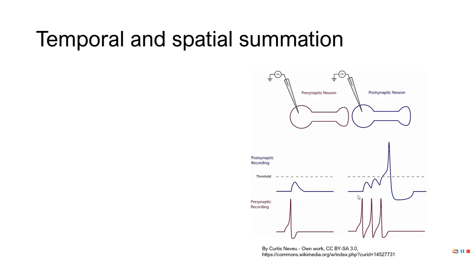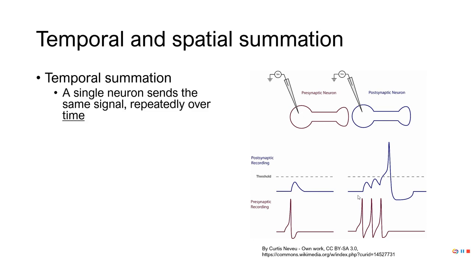This leads into temporal and spatial summation. And this actually maybe should have gone before, but this is how we have a stimulus that can ultimately cause an action potential to occur. So we have temporal summation. This is a single neuron repeatedly sending a signal over and over.